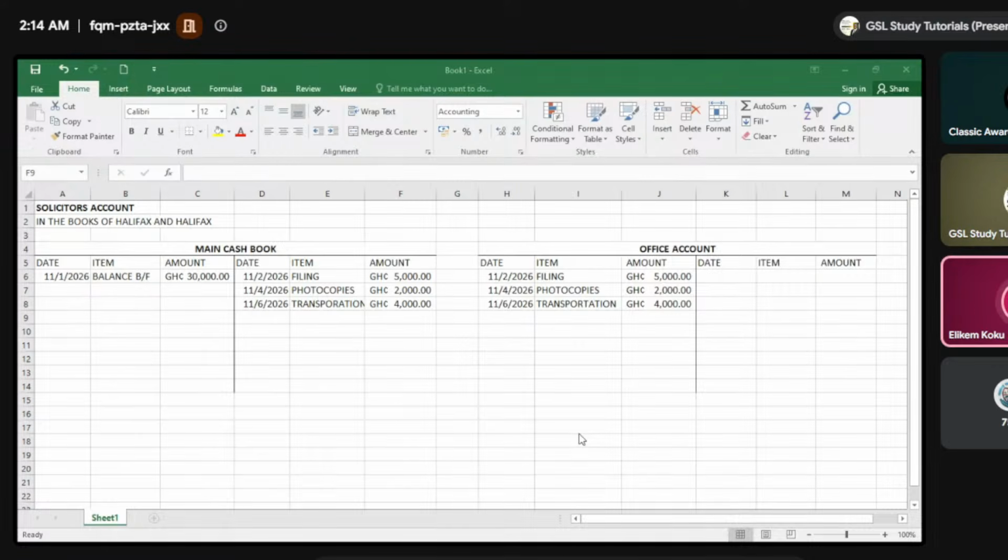Okay, so the client is remitting 20,000 Ghana cedis. So we have to credit the client cash book, and then the 20,000 is remitted in respect of certain expenses, transactions on the client's behalf. So we debit the client's ledger. Okay, so I disagree with that.